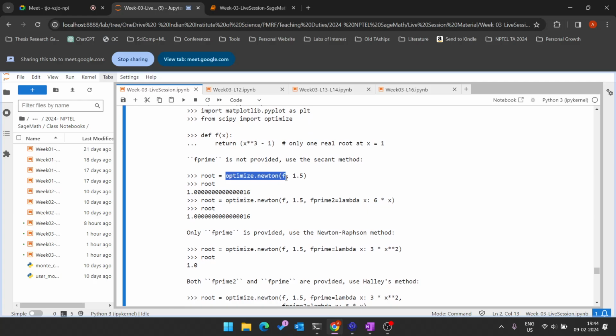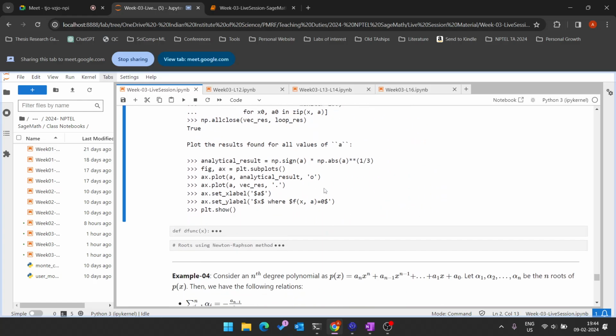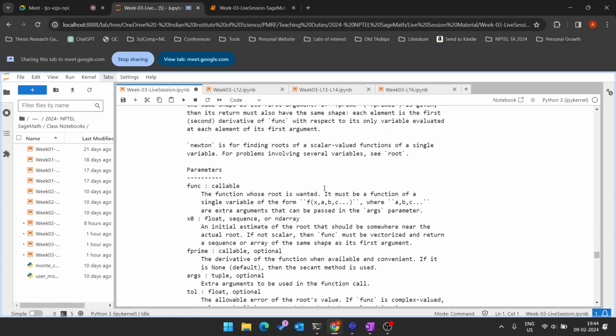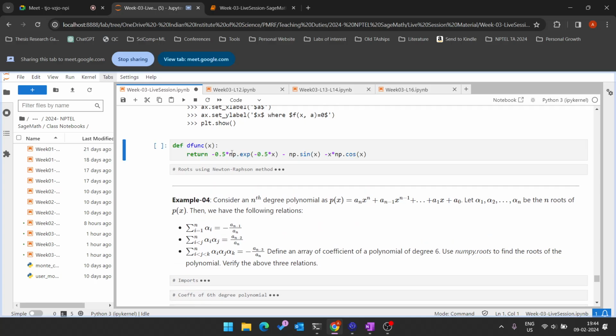To use the second method, we initialize our function f and give our initial estimate. Whereas if we want to use the Newton-Raphson method, we provide f, we provide our initial guess, and we also provide f dash or f prime. Since we are interested in using the Newton-Raphson method, we'll define our f prime, which, if you obtain the first derivative, is nothing but minus 0.5 e raised to minus 0.5 x, minus sine of x, minus x cos of x.